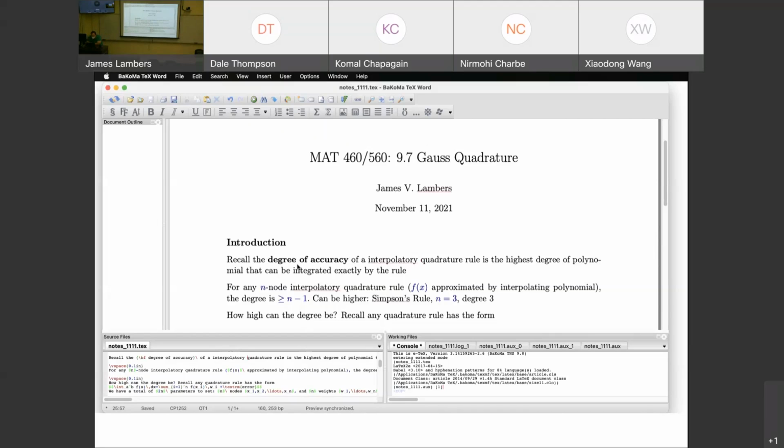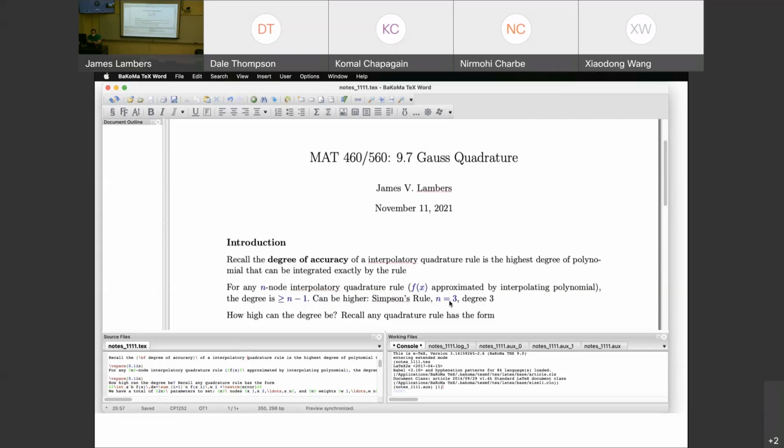Now, I gave you some information about degree back when I first introduced the concept: if you have a quadrature rule with n nodes that's interpolatory, then because f of x is approximated by an interpolating polynomial that passes through n points, it will have degree n minus 1. That polynomial will be integrated exactly because that's the definition of the quadrature rule. So any n node rule has a degree at least n minus 1. Degree can be higher, like Simpson's rule. We have 3 nodes and the degree is 3.